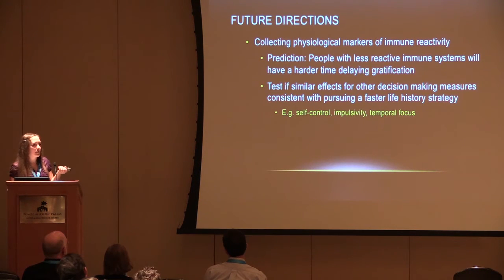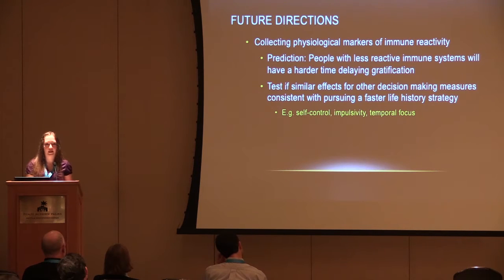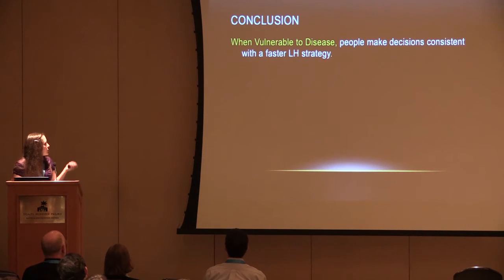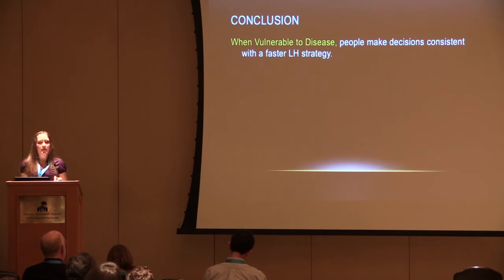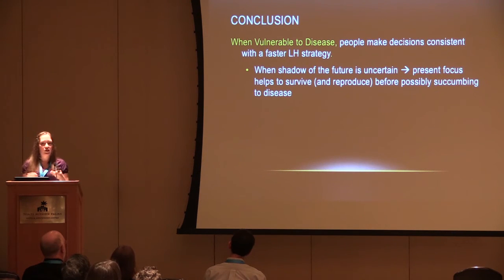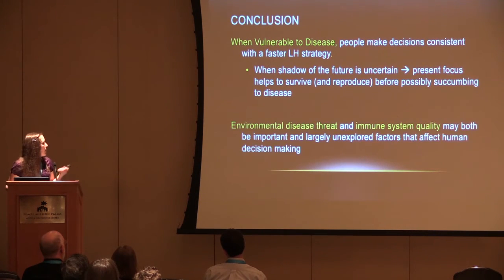We also want to use this data to test for similar effects of other decision-making measures that have been associated with pursuing a faster versus slower life history strategy, such as self-control, impulsivity, and temporal focus. So just in conclusion, to wrap it up, what we found is that when vulnerable to disease, people make decisions that are consistent with a faster life history strategy. And this is because when the shadow of the future is uncertain, it's more adaptive to have a present focus because it helps to survive and reproduce before possibly succumbing to the threat of disease.